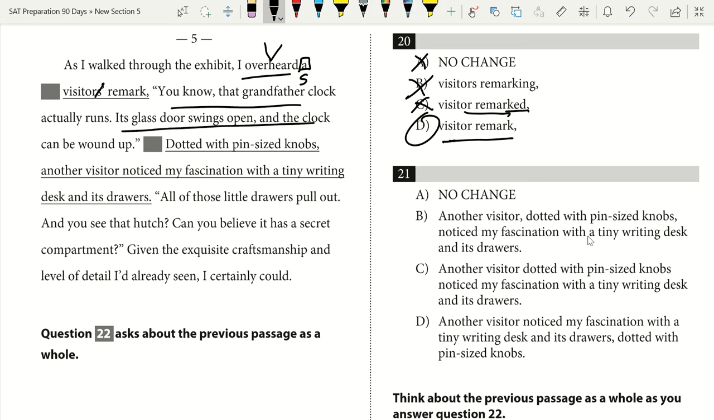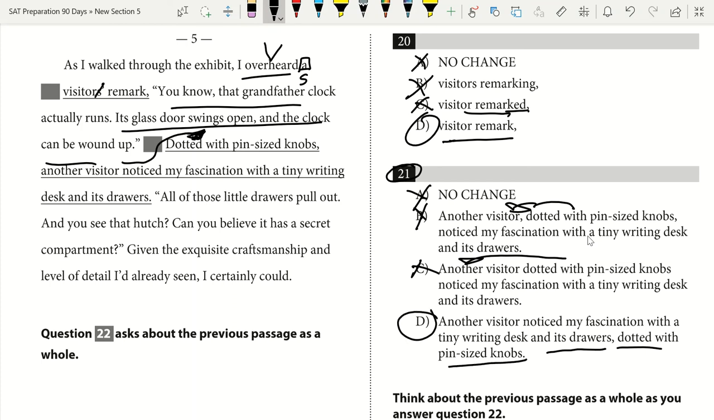You know that grandfather clock actually runs. Its glass door swings open and the clock can be wound up. Next, I see that I have no direction for 21, so I just have to read through my options. So I have "dotted with pin-sized knobs another visitor." That's incorrect. How do I know that? Well, that's a misplaced modifier. A visitor is not dotted with pin-sized knobs. It's modifying the wrong thing there because there's no way a visitor is dotted with pin-sized knobs. Option B, "another visitor dotted with pin-sized knobs." That "dotted with pin-sized knobs" cannot refer to another visitor. That visitor is not dotted with pin-sized knobs. C, "another visitor dotted with pin-sized knobs." No, once again, it cannot be another visitor dotted with pin-sized knobs. Now we have D, "another visitor noticed my fascination with a tiny writing desk in its drawers dotted with pin-sized knobs." Yes, those drawers are dotted with pin-sized knobs. So our answer for 21 is D.